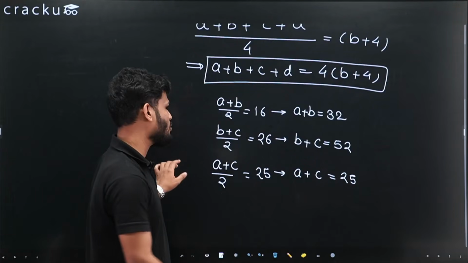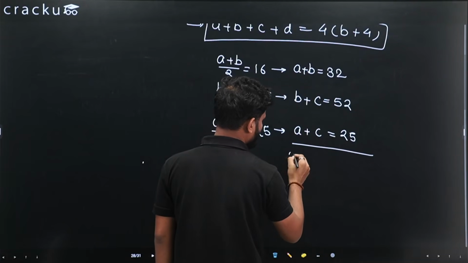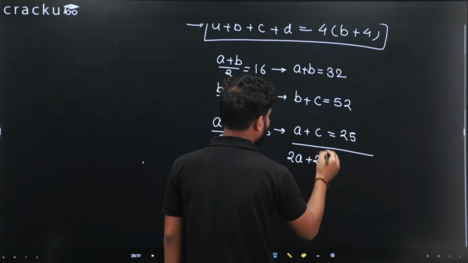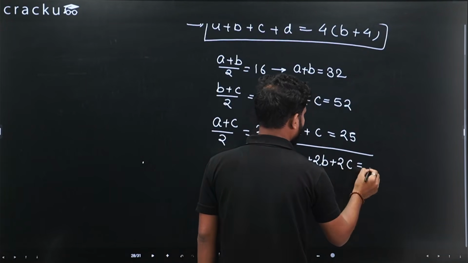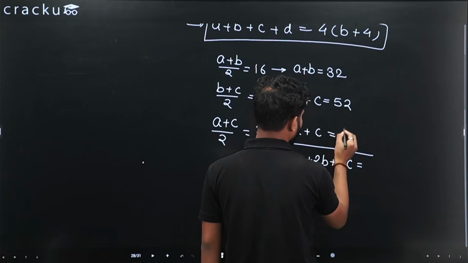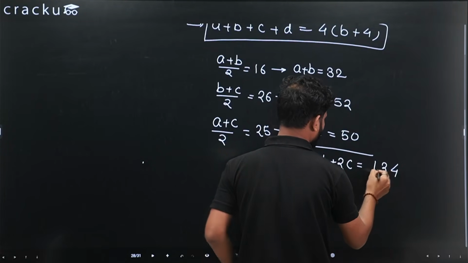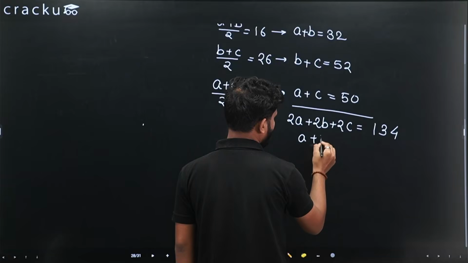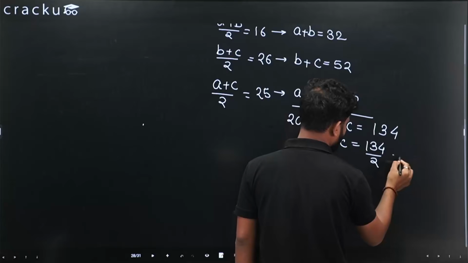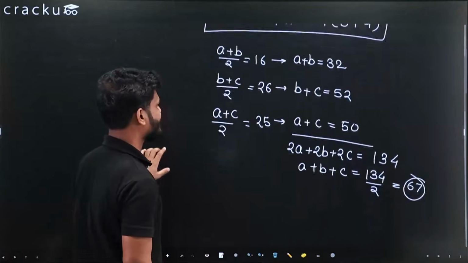Now what to do? Now add all these three equations. So 2 times A plus 2 times B plus 2 times C is equal to 32 plus 52 plus 50. Sorry, this is 50, right? So this will be 4 here and this will be 134. From here, A plus B plus C will be 134 divided by 2, which is nothing but 67. So A plus B plus C is 67.